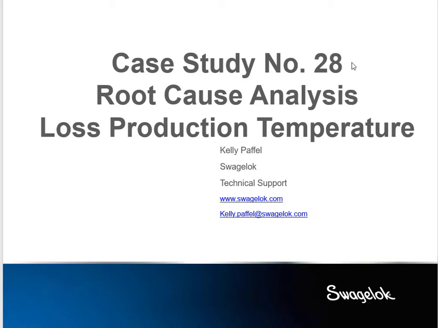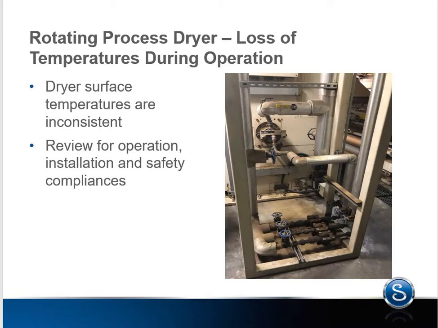My name is Kelly Powell, and today I want to review case study number 28, a root cause analysis of production loss, temperature, and the process. The process is a rotating process dryer for making a paper product. There are lots of temperature issues during operations causing problems with paper product quality and rejects.